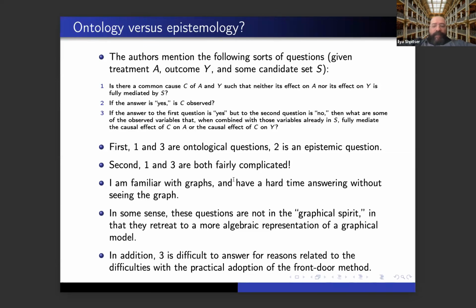And I also think in practice, it's difficult to answer questions about full mediation in the affirmative. And I think it's a practical reason related to why Frontdoor hasn't been more widely adopted. Because the Frontdoor method requires that you have a mediator that fully mediates everything, that isn't confounded. And in practice, it's just hard to find variables like this. That's been my experience.